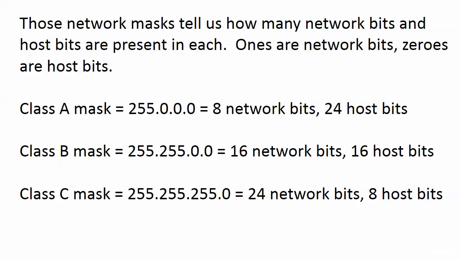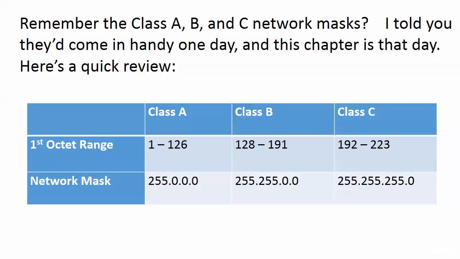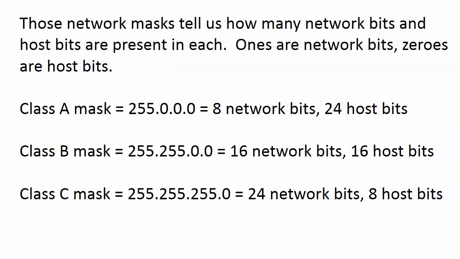Well, these network masks tell us how many network bits and host bits are present. Ones are network bits and zeros are host bits. Notice I'm not saying anything about subnet bits yet because no subnetting has been done. These are the network masks. And the Class A mask, 8 network bits and 24 host bits. Again, the network bits are set to 1, host bits are set to 0. Class B gives us 16 network bits and 16 host bits. Class C, 24 network bits and 8 host bits.